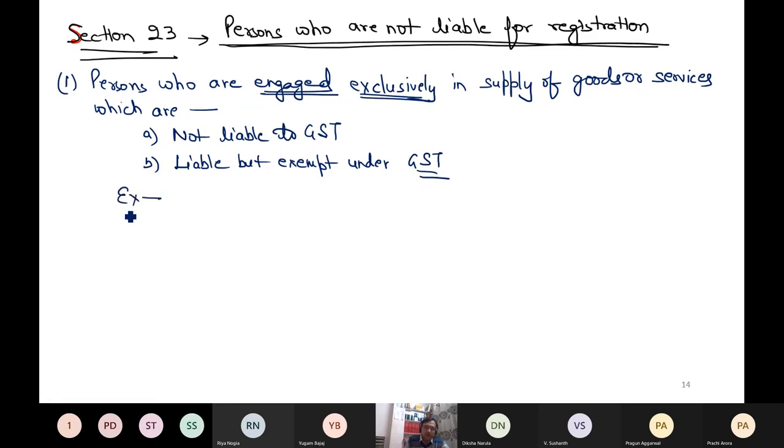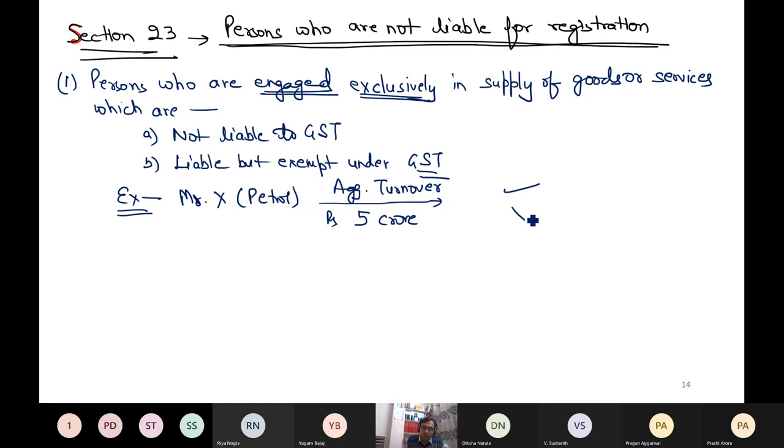Example, now I hope you should tell me. Mr. X, supplier of petrol, aggregate turnover 5 crore rupees. Can you tell me whether this person is liable for registration or not? Answer yes for registration or no for registration. Can you tell me?